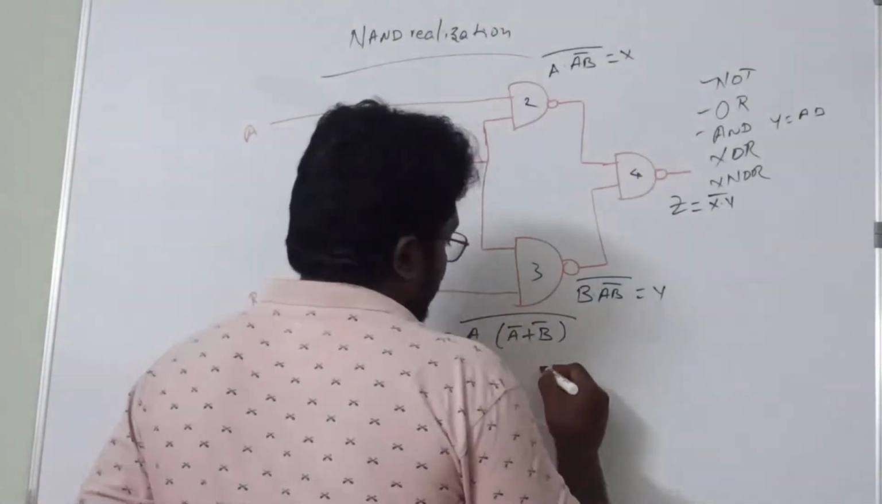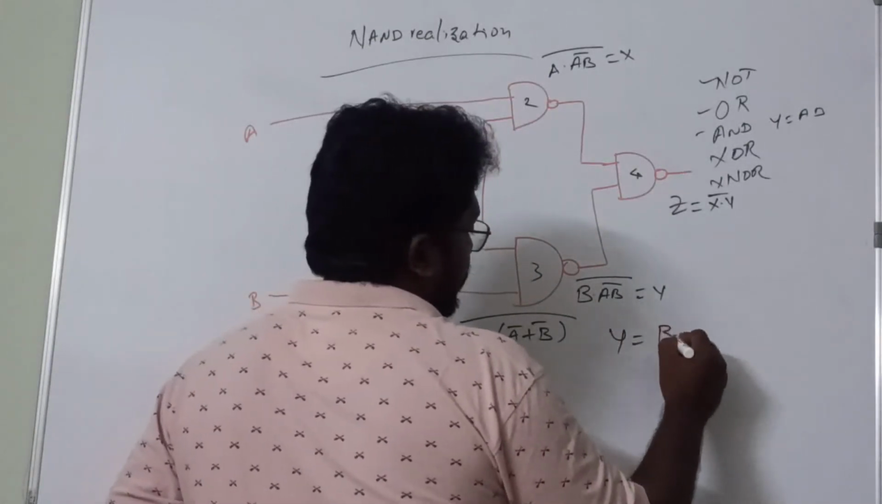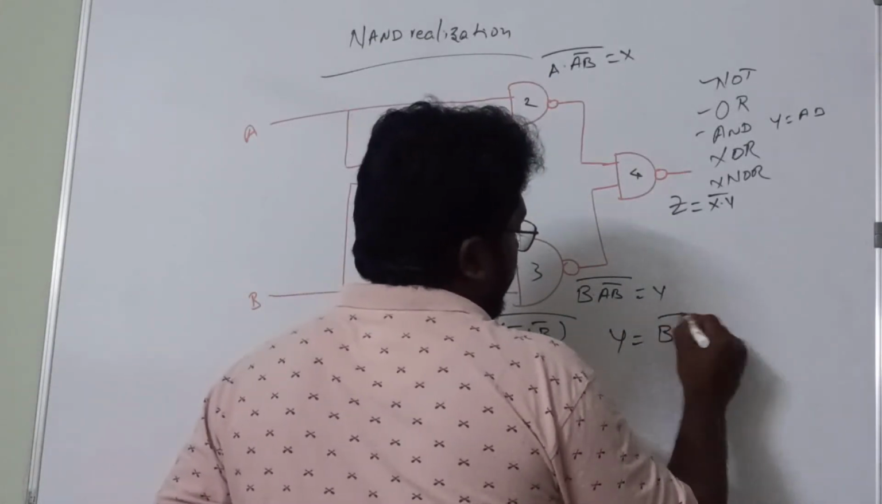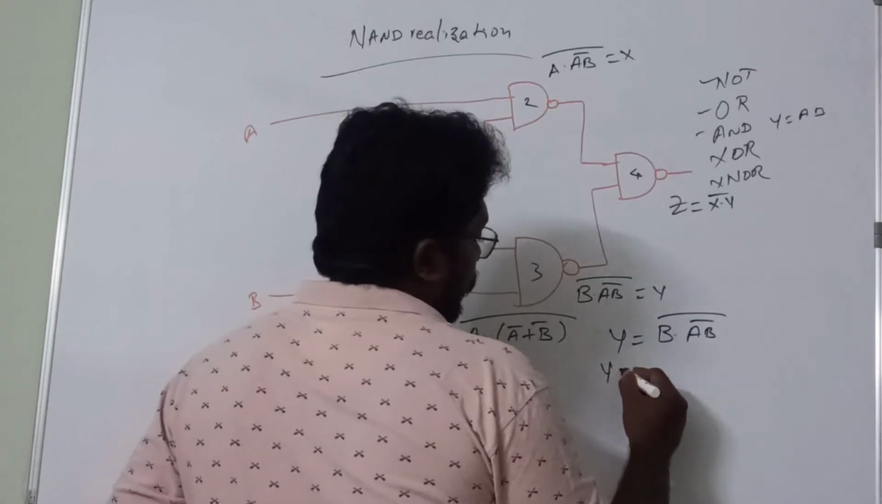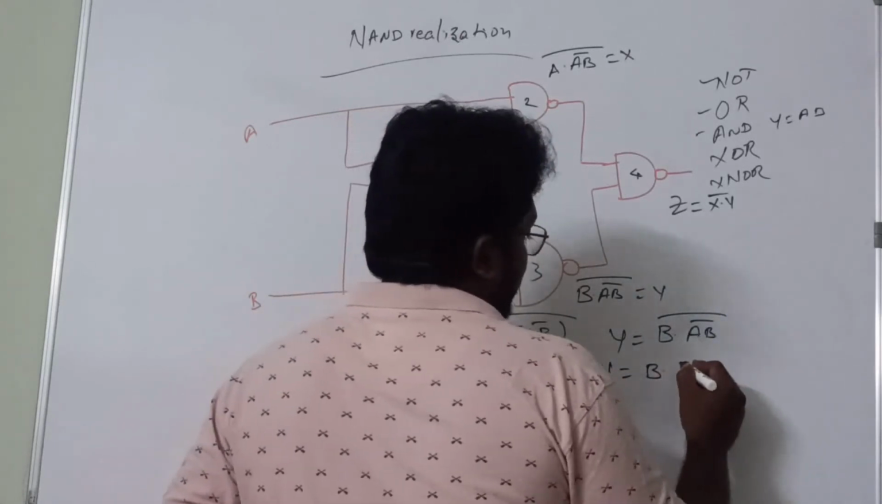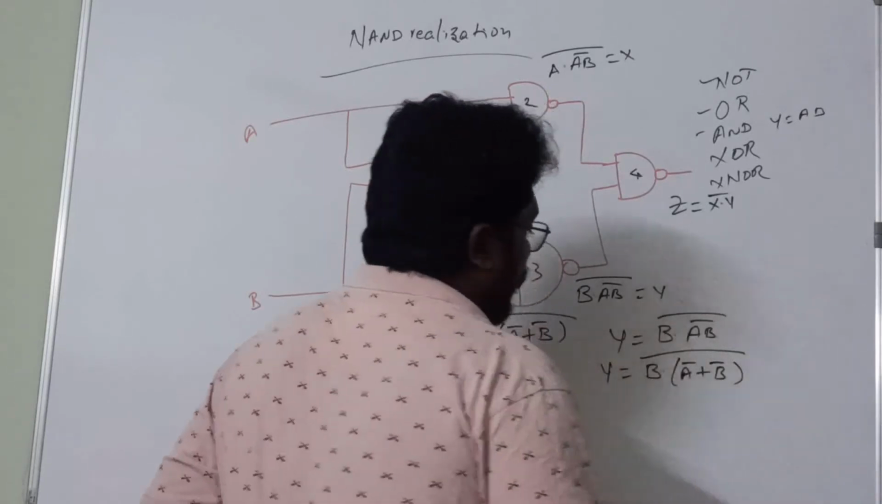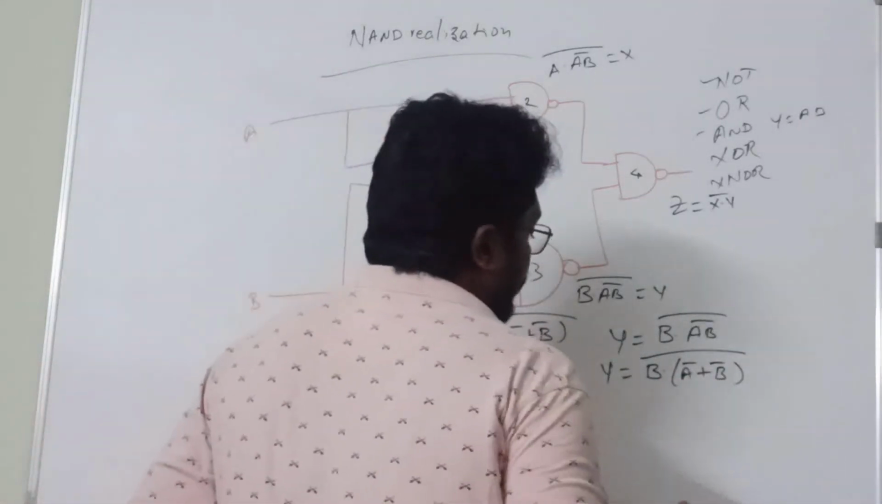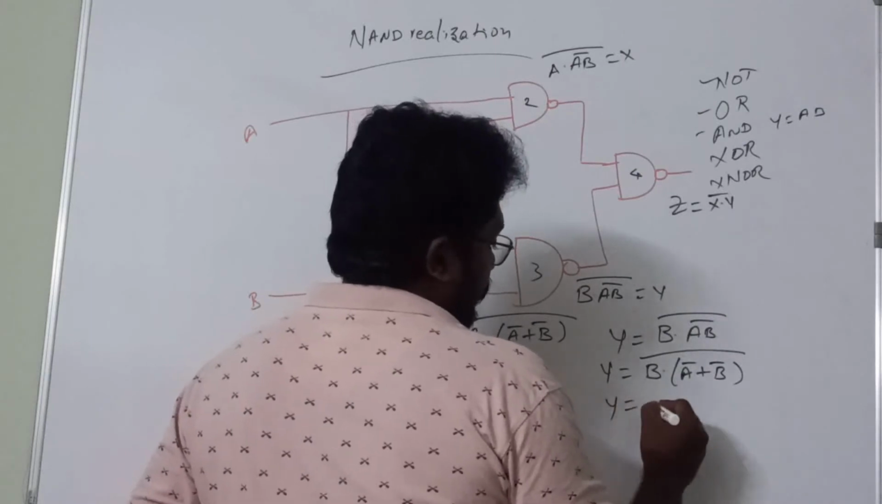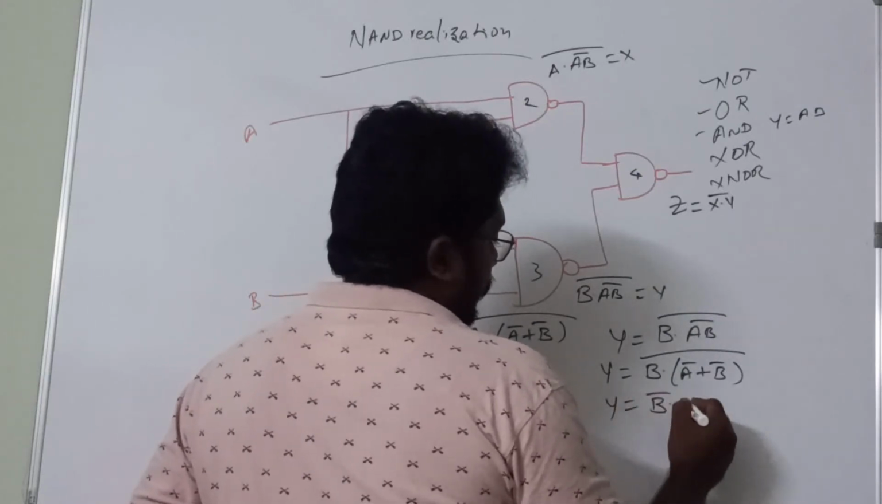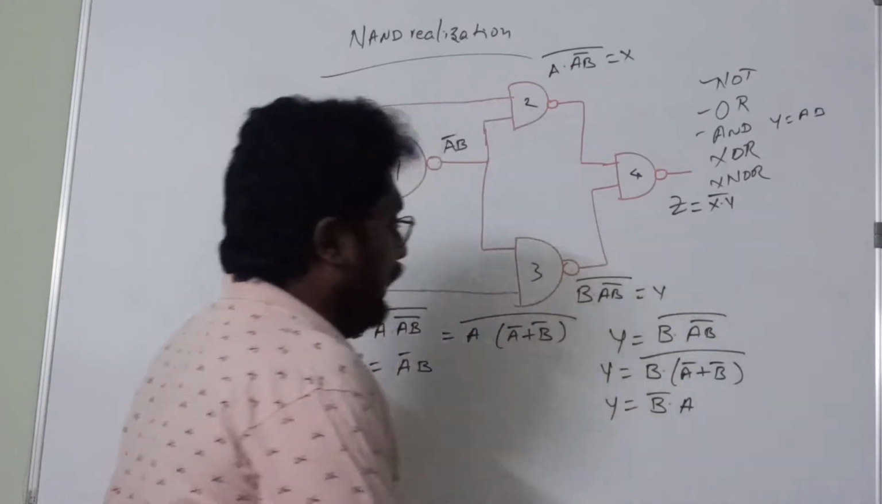So then X is equal to A complement into B. So the next one is Y. Y is equal to B dot AB complement whole complement. So Y is equal to B dot A complement or B complement whole complement, and this is according to De Morgan's law. Then Y is equal to B complement dot A.